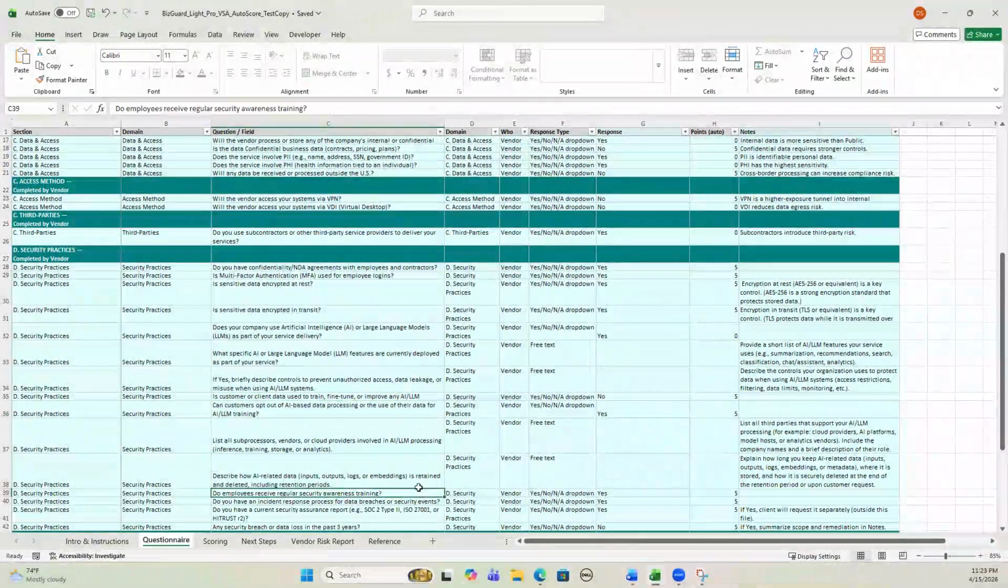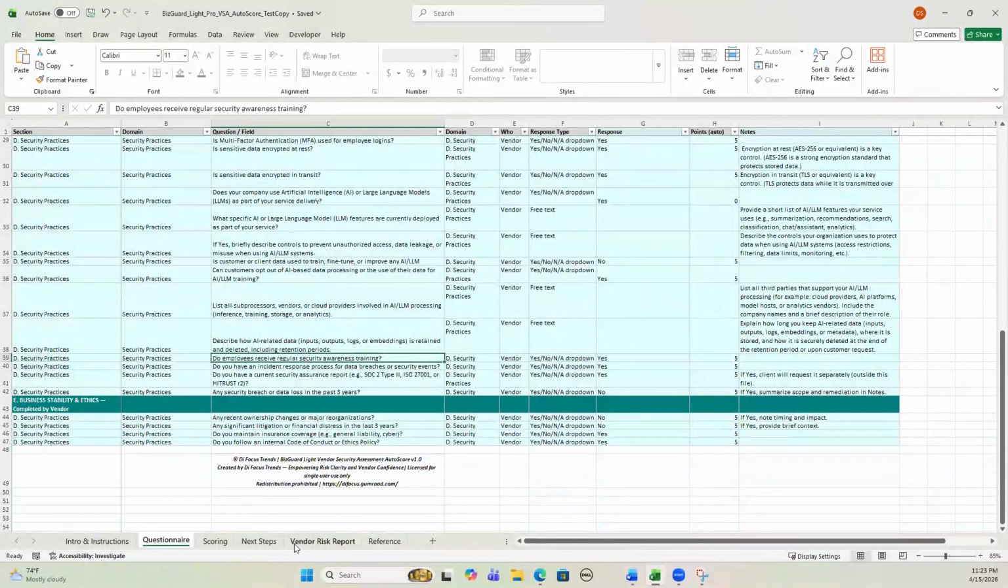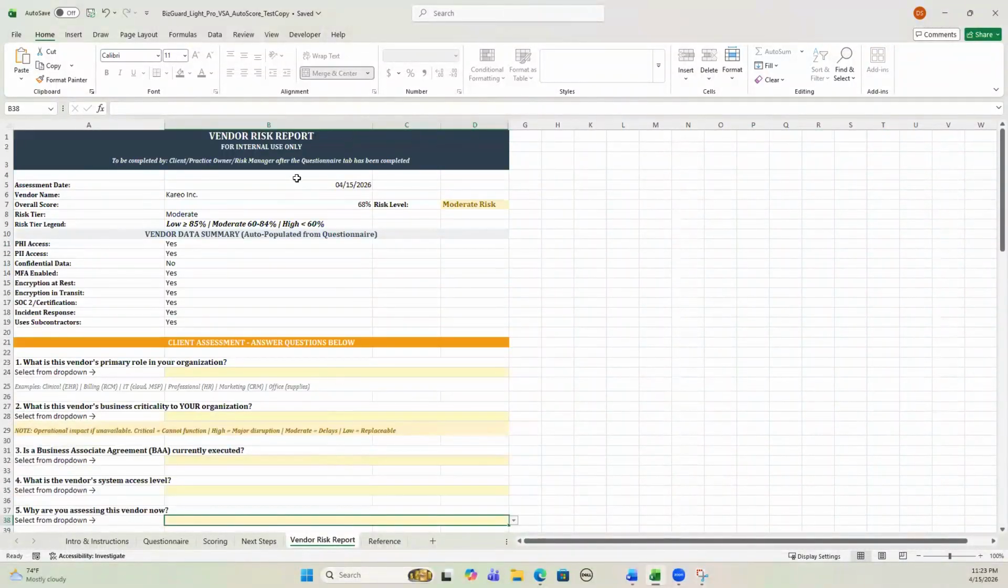And the last few questions, do employees receive regular security awareness training? We say yes. So everything here is in compliance, basically. I don't want to take any more of your time. So we go back to the scoring, and based on the information that I inputted in the questionnaire tab, the risk tier is showing as moderate because they're pretty much compliant with most of the requirements, even though they're accessing sensitive data. The only risk is that they use AI and LLM.